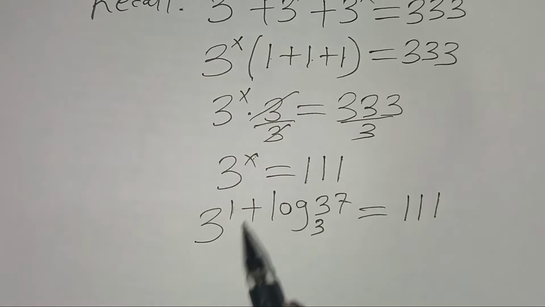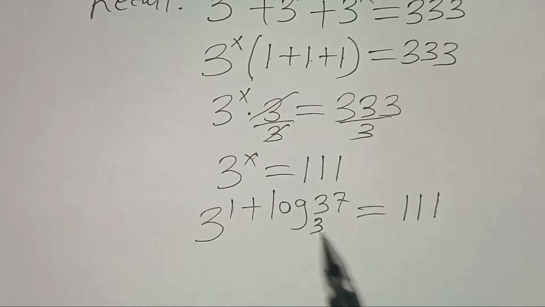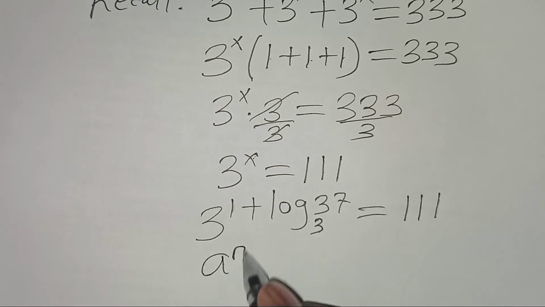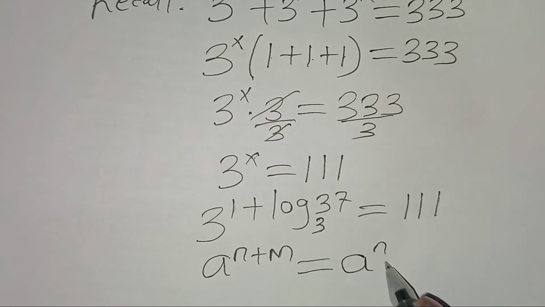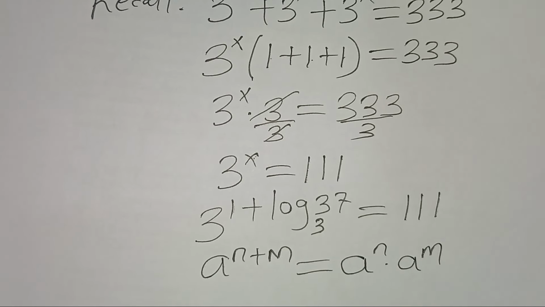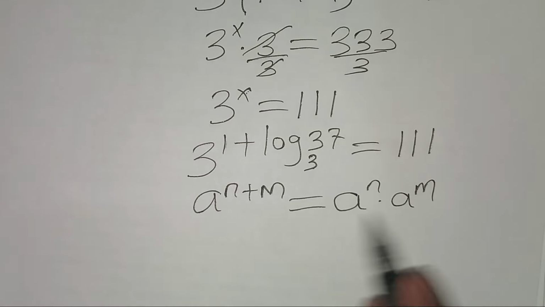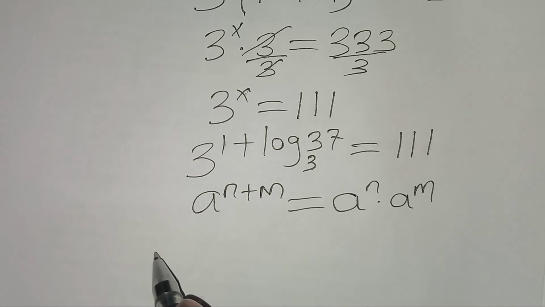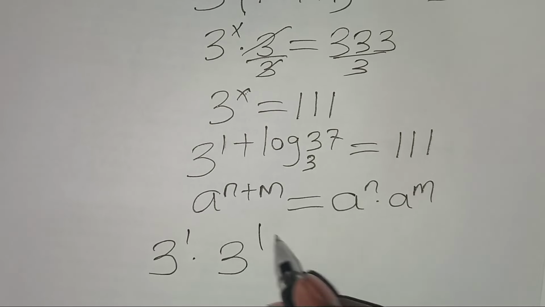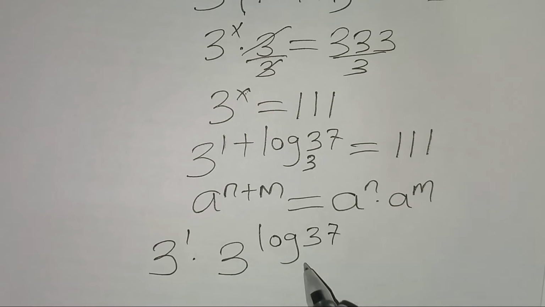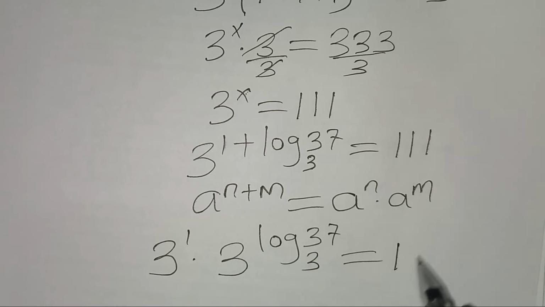Since 3 to power 1 plus log 37 to base 3 is in the form of a to power n plus m, which we can express as a to power n multiplied by a to power m, applying this exponent property, you'll have 3 to power 1 times 3 to power log 37 to base 3, which will give us a value of 111.